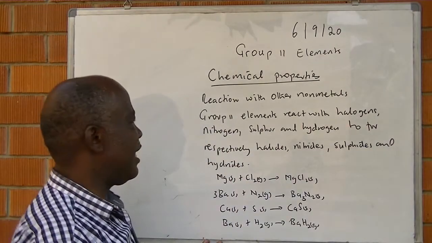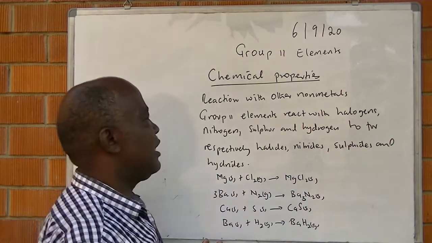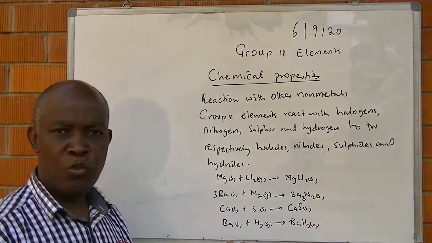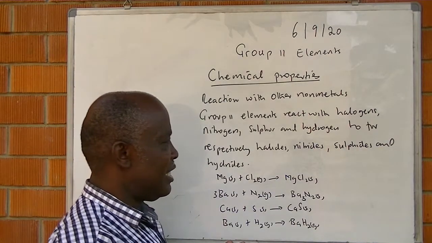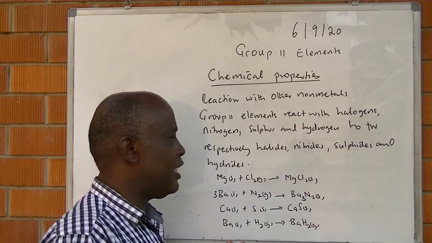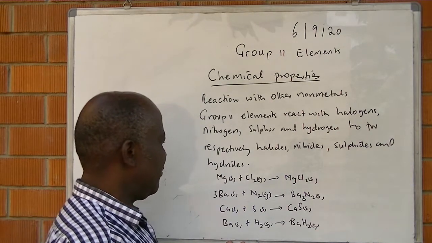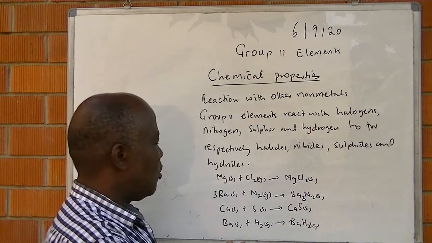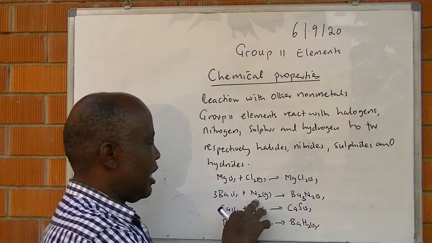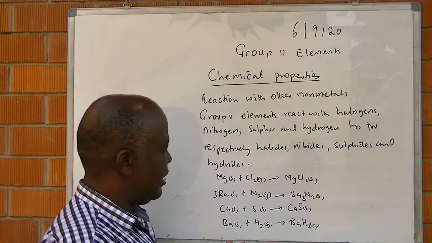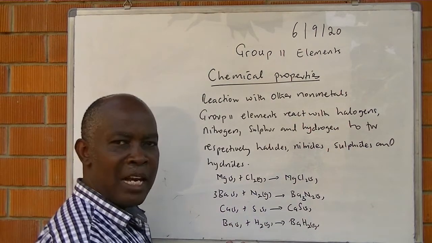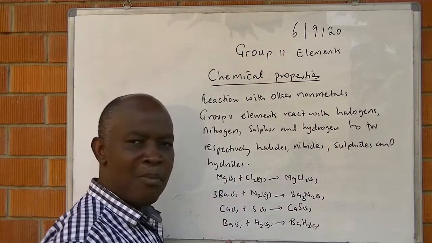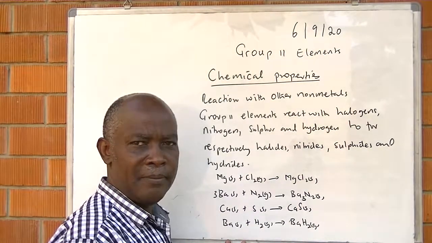Reaction with other nonmetals. Group 2 elements react with halogens, nitrogen, sulfur, and hydrogen to form respectively halides, nitrides, sulfides, and hydrides. For example, magnesium reacts with chlorine to form magnesium chloride. Barium reacts with nitrogen to form barium nitride. Calcium reacts with sulfur to form calcium sulfide, and barium reacts with hydrogen to form barium hydrides.